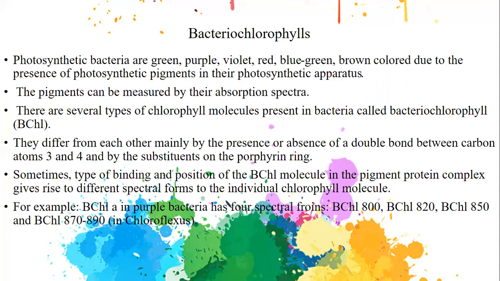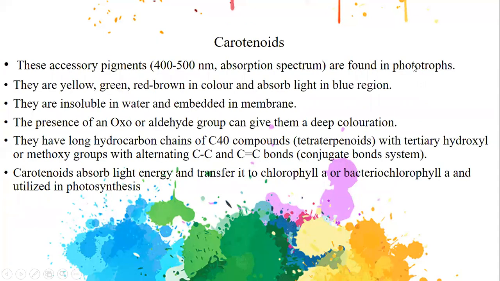For example, a purple bacteria has 4 types of spectral forms, like BChl 800, BChl 820, BChl 850, and BChl from 870 ranging to 890. Next, what are carotenoids? These are accessory pigments. These are present as temporary pigments which can be used in phototrophs.